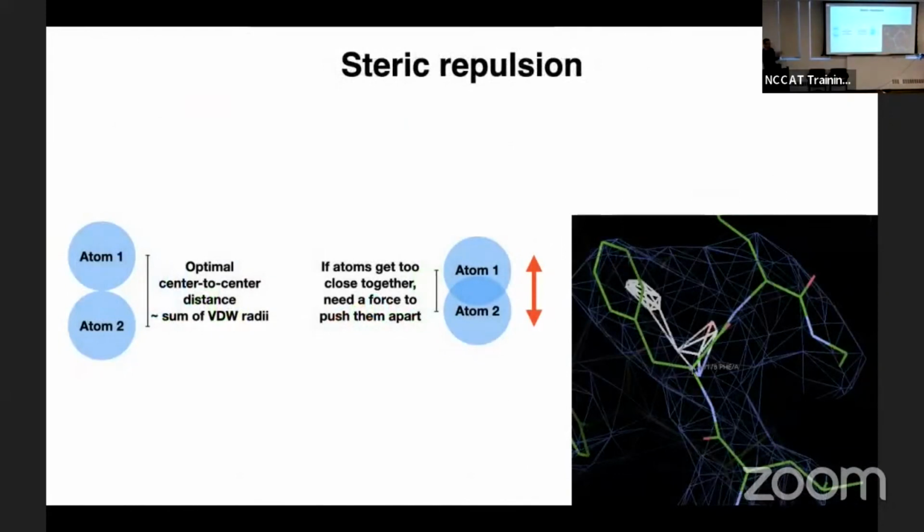Okay, steric repulsion, of course, so we know that atoms shouldn't overlap. So in refinement, we're going to try to keep non-covalently bonded atoms from actually physically overlapping. So if we were to sum up those 2 van der Waals radii for these atoms, they should kind of just touch under optimal circumstances, not really overlap.